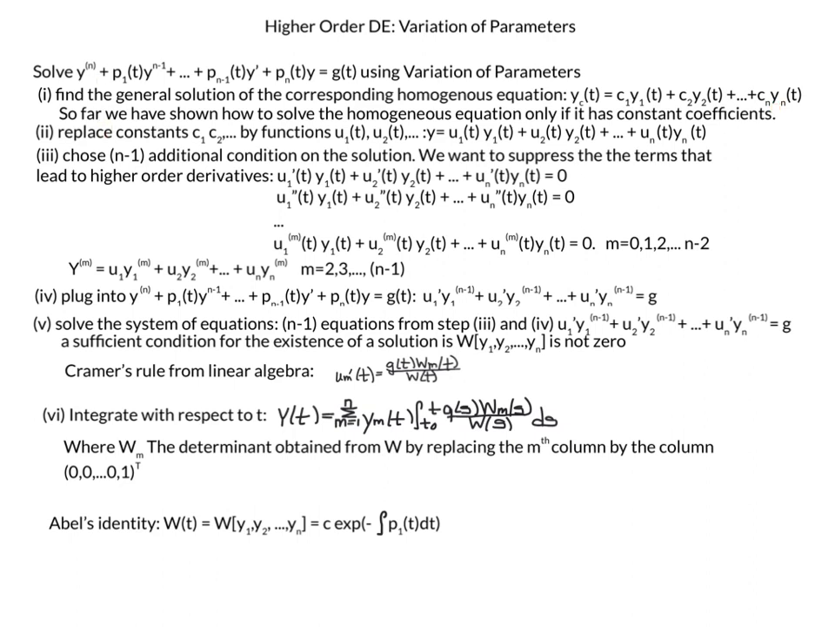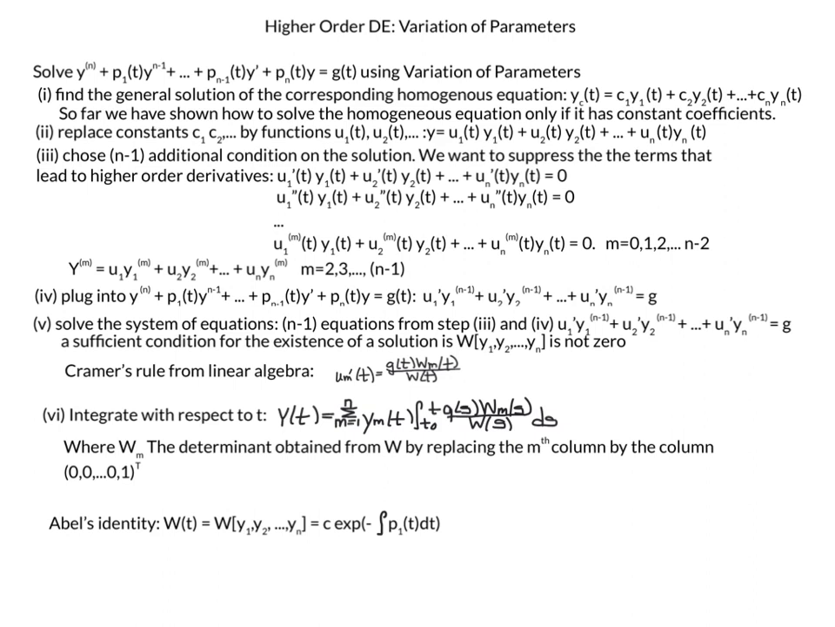To continue, our next step is to take this complementary solution and replace the constants by functions u1, u2 up to un, and we will get an equation of this form: y is equal to u1 times y1 plus u2 y2 up to un yn. Next, we choose n minus 1 additional conditions on the solution. Much as we did for second-order differential equations, we choose conditions that will help simplify our calculations as we go forward. We start by wanting to suppress the terms that lead to higher-order derivatives.